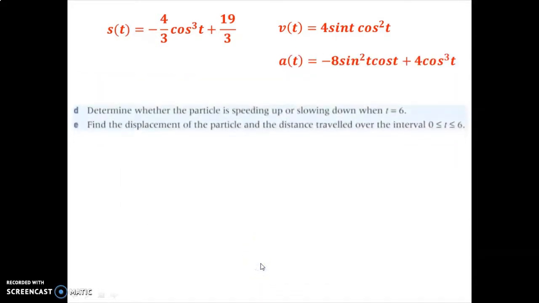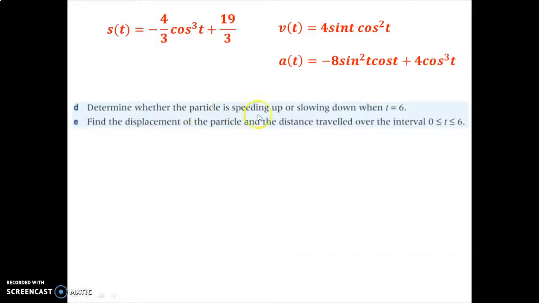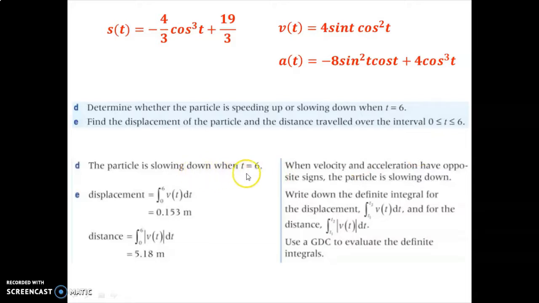And final one here, D and E. Determine whether the particle is speeding up or slowing down when time equals 6. Remember, if velocity and acceleration have the same sign, if they're both positive or both negative, then it is speeding up. And finally, find the displacement of the particle and the distance traveled over this interval. So now we're applying the integrals again. Okay, here's your answer for D and the explanation here. And here's your answer for E, displacement and distance. And you can calculate that using your calculator. Don't worry about working that one out by hand because they're quite complex.